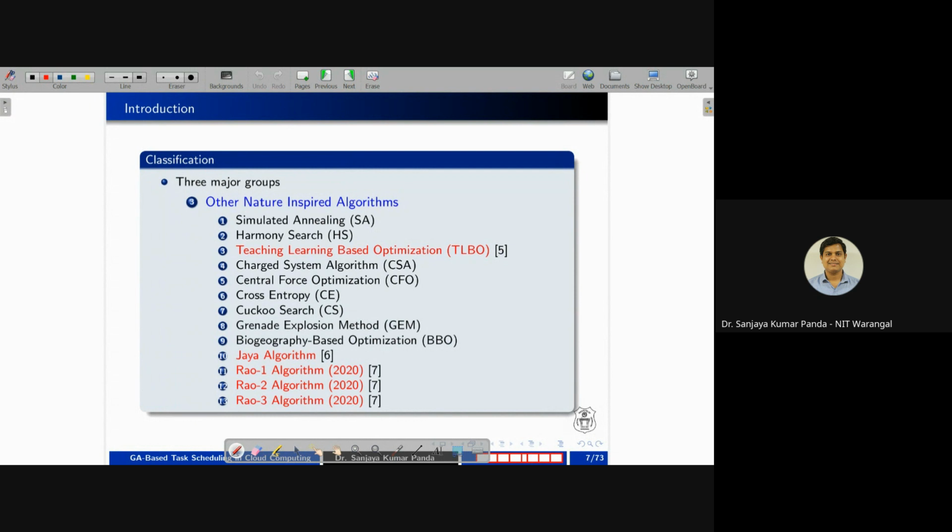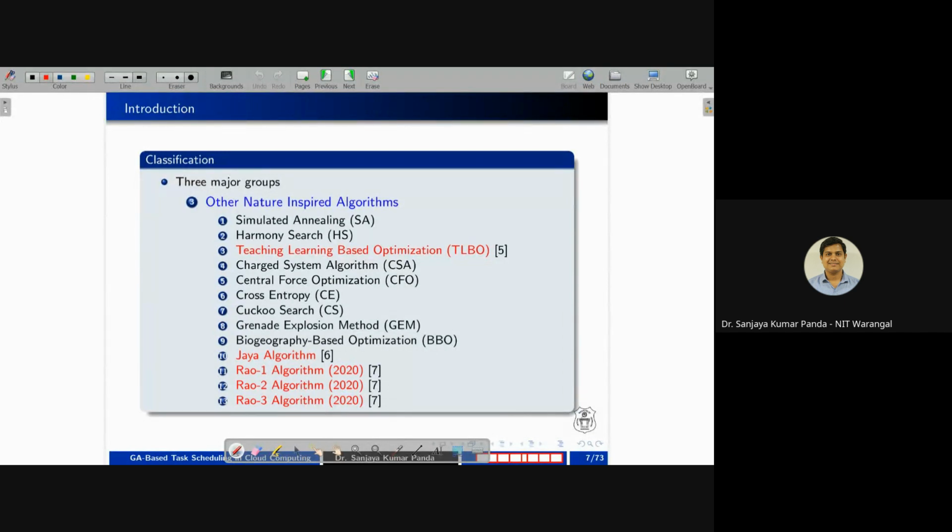And sometimes we also look into different types of games where we are applying the genetic algorithm and simulated annealing also, if you want to solve that particular problem. Similarly, we have harmony search, we have teaching learning based optimization algorithm, which we'll see in today's second session. Similarly, charge system algorithm, central force algorithm, cross entropy, cuckoo search, grenade explosion method, biogeography based optimization, Jaya algorithm, and three variants of Rao algorithm, which were published recently, in the year 2020.